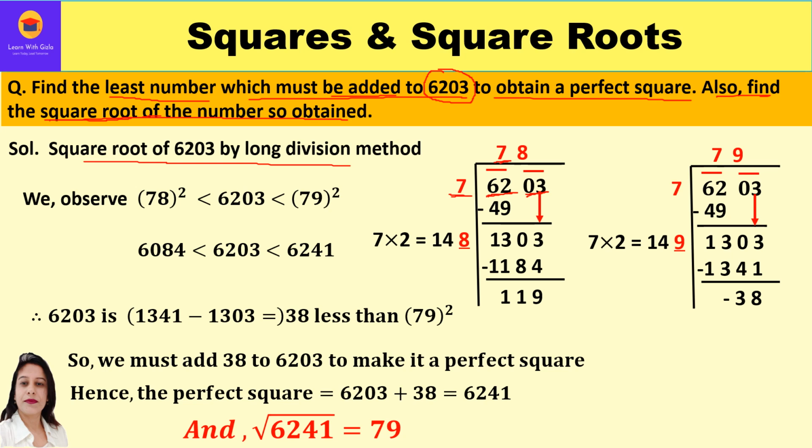Further, 62 minus 49 is 13. Now bring down the next period 03. So the new dividend which we have got is 1303. For solving this new dividend we need a divisor. So we can take the first quotient and double it. 7 into 2 is 14. Further keep a blank over here, or we could have just added 7 over here to get 14.